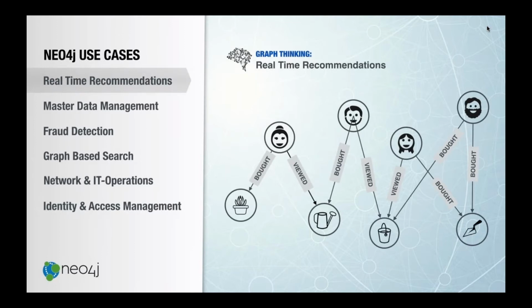So, real-time recommendations. Real-time recommendations is useful for retailers. I think 6 of the top 10 retailers in the world use Neo4j. And this is really about how do we recommend products for people to purchase. The very simple way of doing recommendations is to basically look at what the person has previously bought and what the person has viewed and what other people have bought, and build a graph out like this.